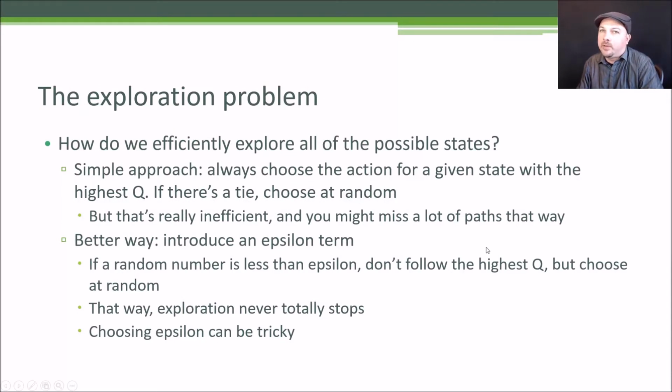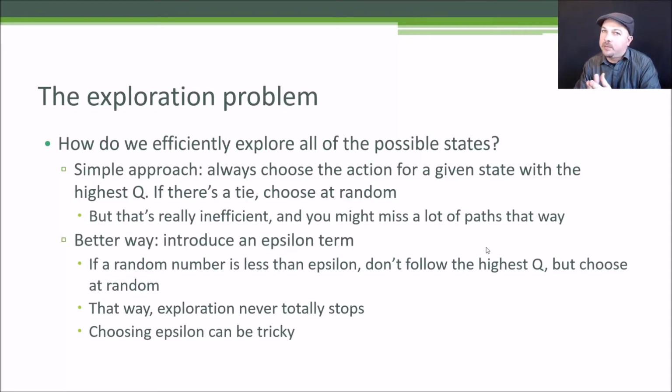So one problem that we have in reinforcement learning is the exploration problem. How do I make sure that I efficiently cover all the different states and actions within those states during the exploration phase? So sort of the naive approach is to always choose the action for a given state with the highest Q value that I've computed so far, and if there's a tie, just choose at random. So initially, all of my Q values might be 0, and I'll just pick the actions at random at first. And as I start to gain information about better Q values for given actions in given states, I'll start to use those as I go.